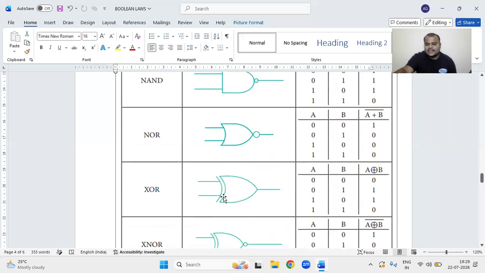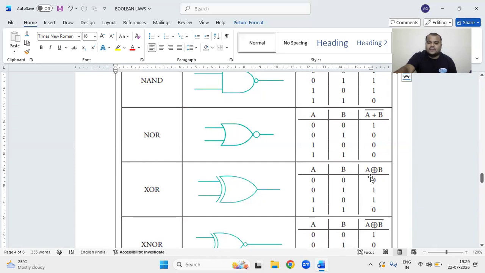And next is XOR gate. What XOR gate says: if both the inputs are 0, or both the inputs are 1, the output is 0. If any one input is 1 and the other is 0, you will get 1. And you see the XOR gate logic symbol, which is a plus followed by a circle.